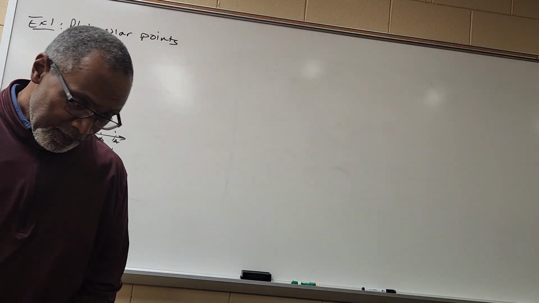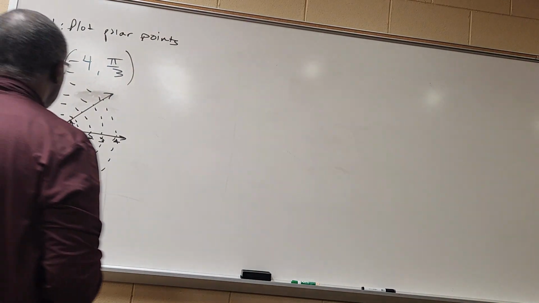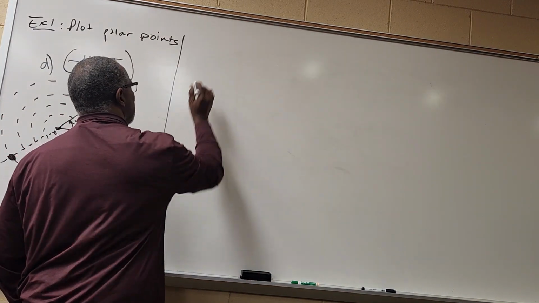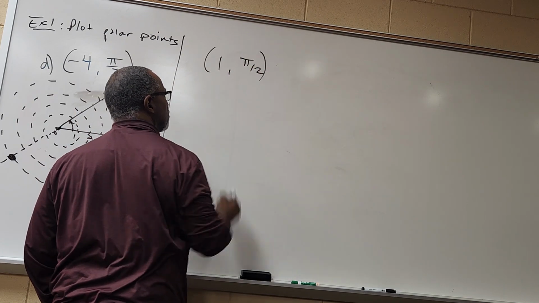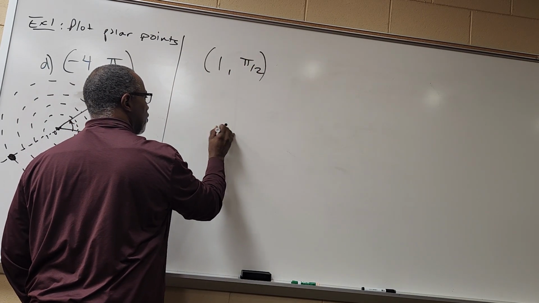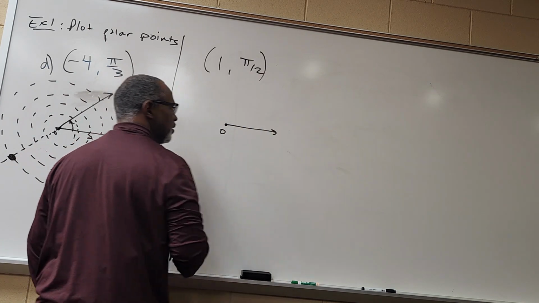Now, as you may imagine, consider something like 1 comma π/2. Consider that point, 1 comma π/2. So there's 0.